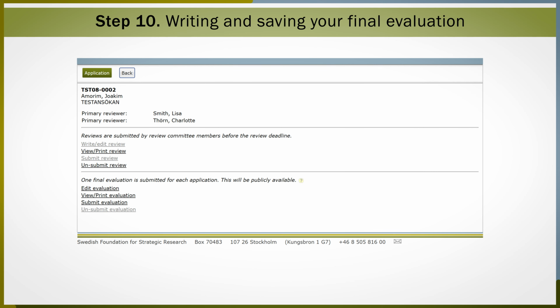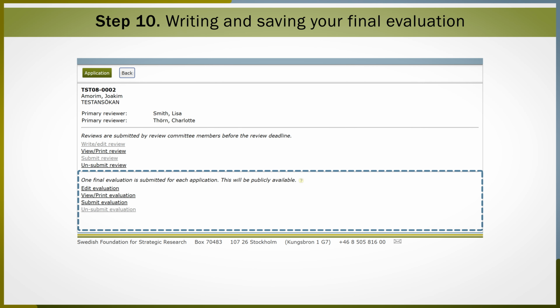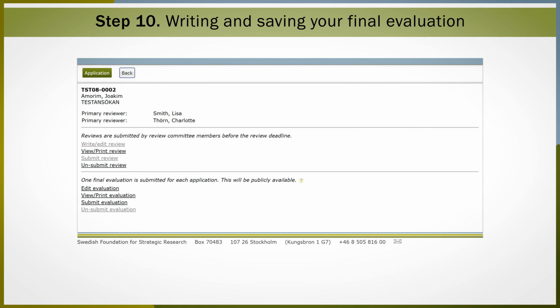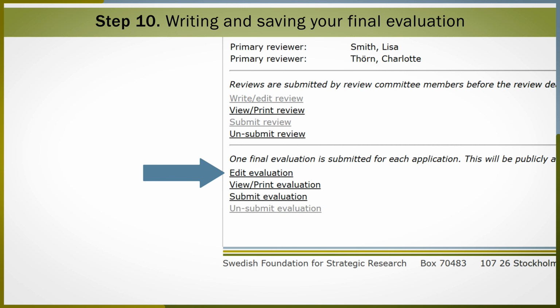All applicants will normally, except in calls with pre-selection, receive a final written evaluation report. This text should be concise and should not contain long descriptions of what the applicant aims to accomplish, as this is already described in the application. Instead, it should focus on the evaluation criteria specified in the call. The committee evaluates the application in its entirety, including all criteria. To write your final review, click Edit Evaluation.